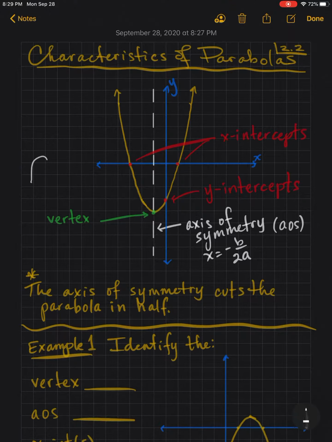If it's the highest point, like this, we call this a maximum. If it's the lowest point, we call it a minimum.